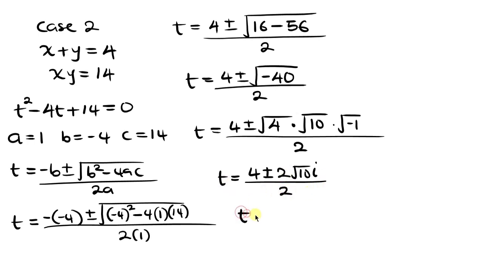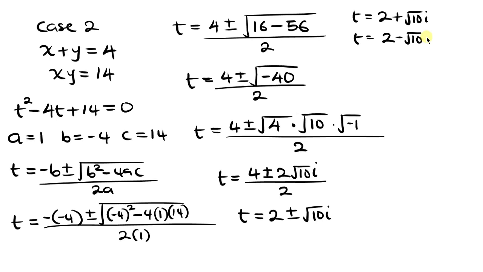So t now becomes, now let's divide. 4 divided by 2 is 2, plus or minus 2 root 10 times i divided by 2 is root 10 times i. So there are two values for t here. So t is equal to 2 plus the square root of 10 times i, or t is equal to 2, this time let's take the negative, the square root of 10 i. So these are the values for x and y, since x and y are the roots of the equation.